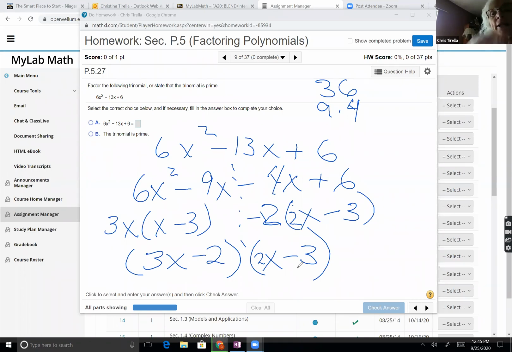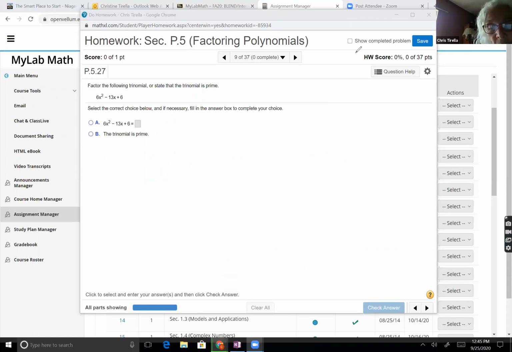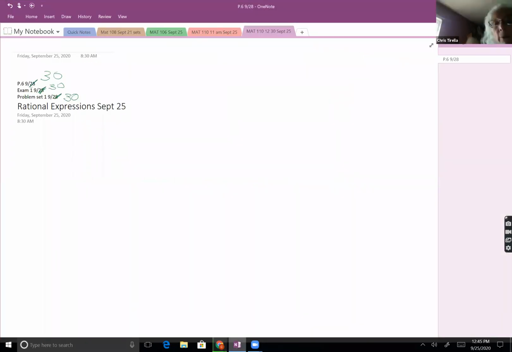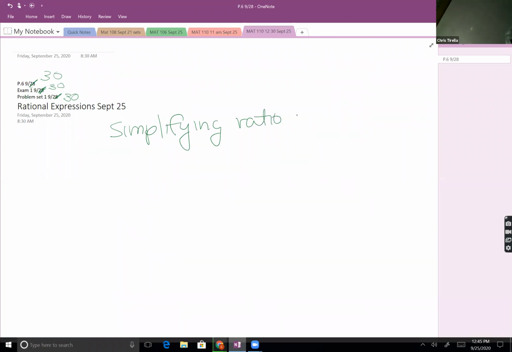Does anybody want to try any others? If not, I'm going to leave the homework and go back to where we left off. And where we left off was simplifying rational expressions. We had done one example, but only one, and I want to do more than one example.